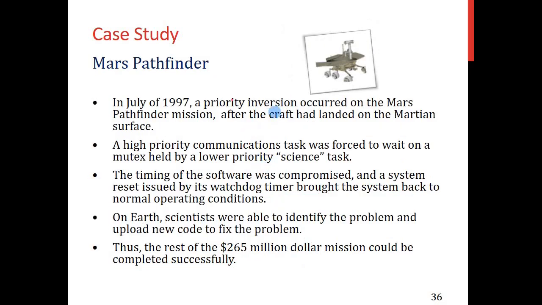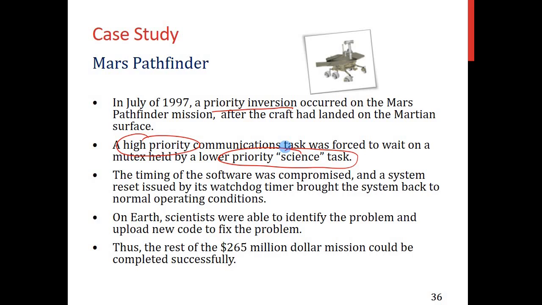This is an example, okay. In 1997, the Mars Pathfinder, okay, what happened was there was a priority inversion situation where a high priority communication task was actually forced to wait because the mutex was held by a low priority science task. Okay, as you know, this kind of rovers on the moon, they are actually designed, okay, to maneuver around the terrain and conduct some experiments by collecting samples of the soil and so on, okay. So what happened in this situation was this low priority task, which was doing this science experiment, was actually blocking the communication task, okay.